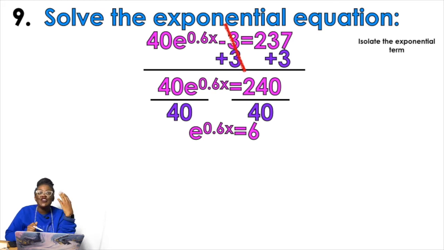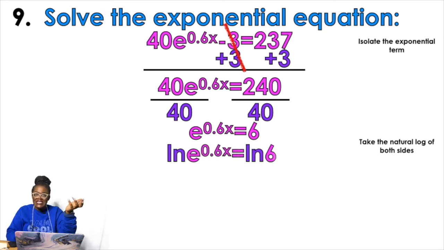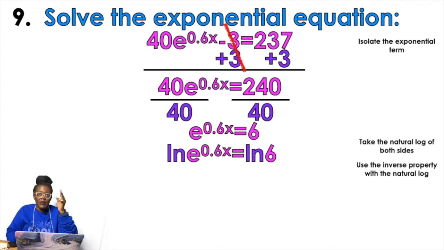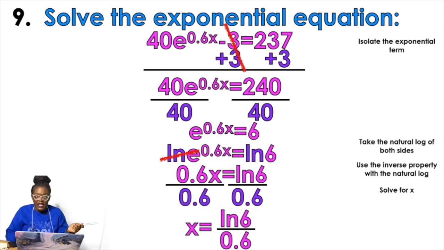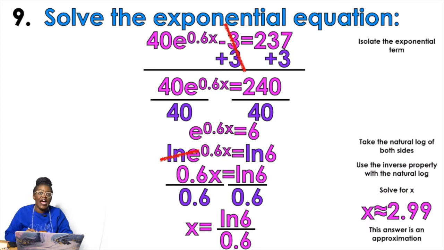Did you say natural? You would be correct. The reason why we're taking a natural log is because natural log is log base e, and I have an e in this problem, so that would only make sense. So natural log of e^(0.6x) equals natural log of 6. Inverse property, log base e of e cancels out. 0.6x equals ln 6. Solve for x, divide by 0.6. x equals ln 6 over 0.6. This is my exact answer. But also, if I want an approximation, I could figure that out in the calculator and I will get approximately 2.99.